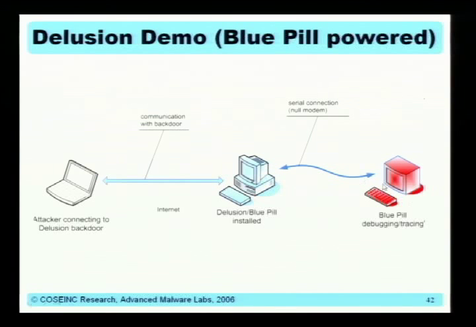And also another computer should be used for debugging Blue Pill over a serial connection. And in this demo, this computer and this computer will be one computer. So you will see a serial console for debugging and a command prompt and netcat for sending those packets to the Delusion backdoor. Okay, demo.